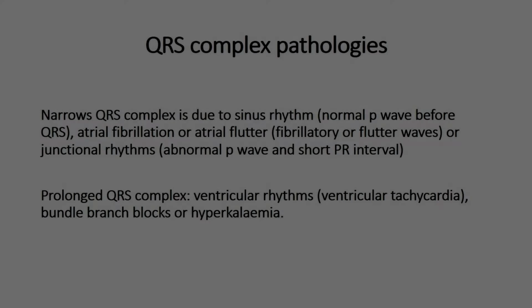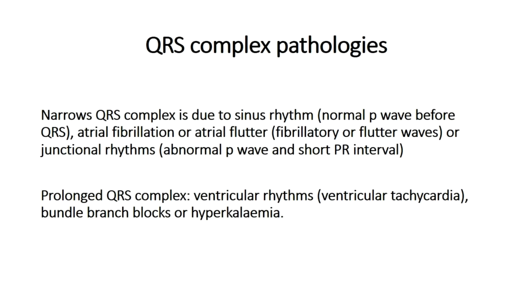Briefly, we're going to touch on some different morphologies of the QRS complex in order to give you an idea of the different abnormalities that can take place. When you have a narrow QRS complex, which would be a QRS complex less than 0.1 seconds in length, that indicates that the origin or the stimulus for the QRS complex is coming from above the ventricles, in the atria.